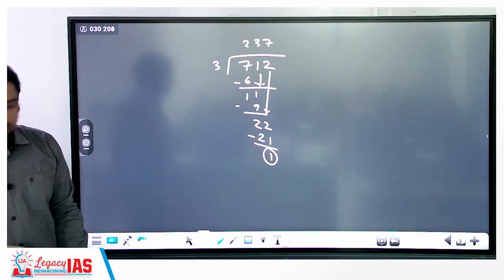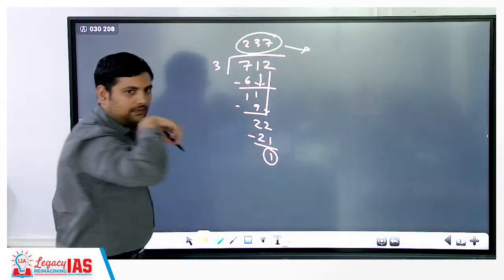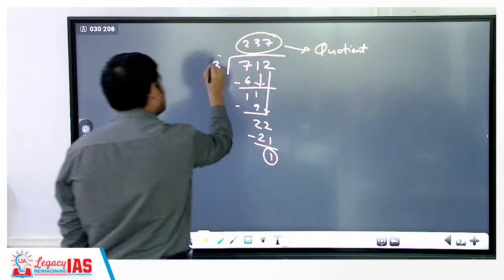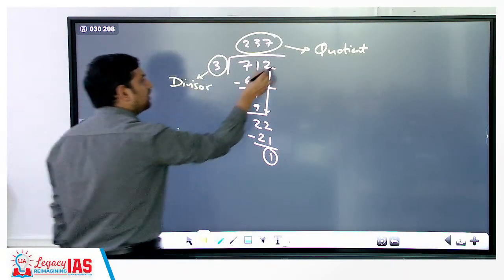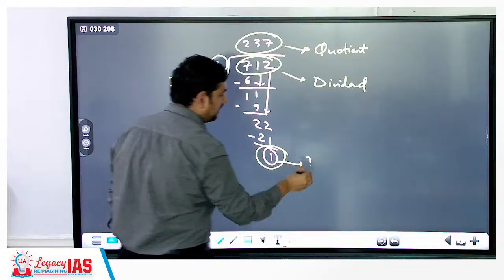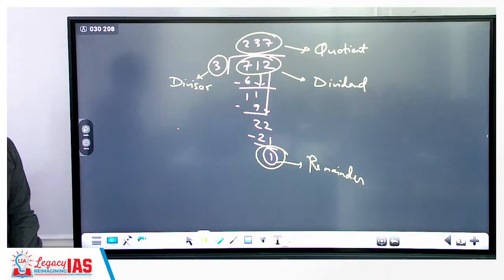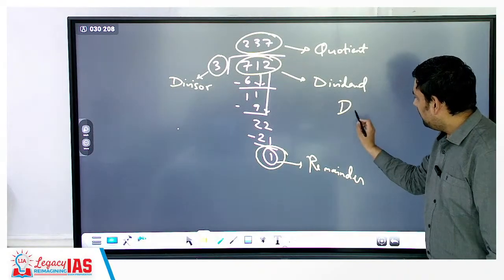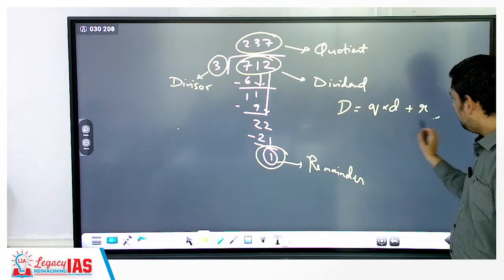Now what are these terms? That is important to us. So what is this called? This is called quotient. What is this called? This is called divisor. What is this? This is dividend. And what is this? This is remainder. Correct? One more basic equation that you might remember is dividend is equal to quotient into divisor plus remainder.